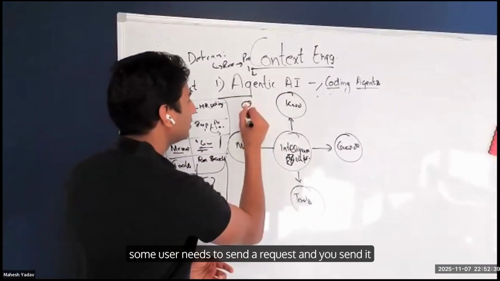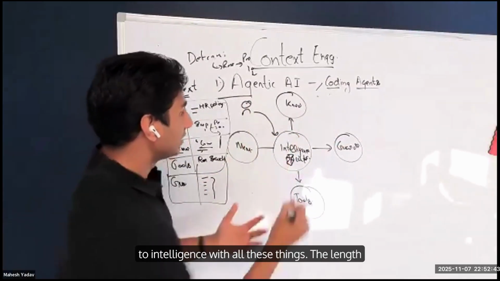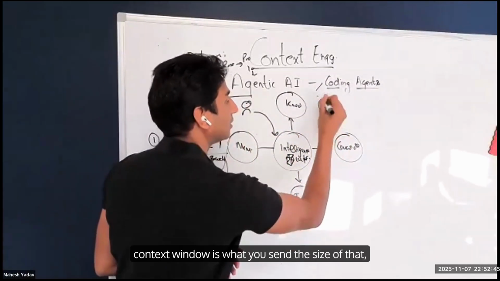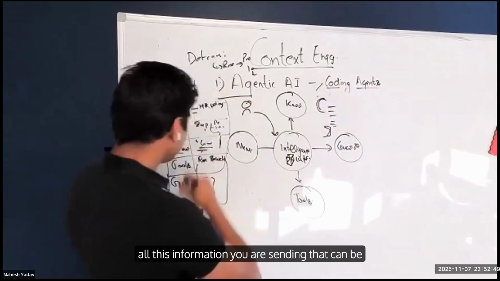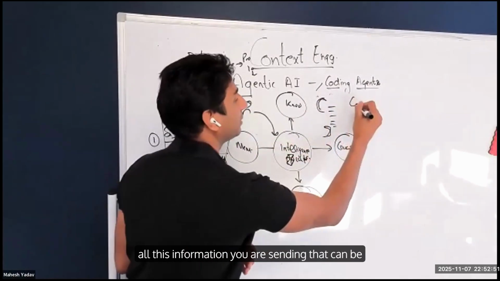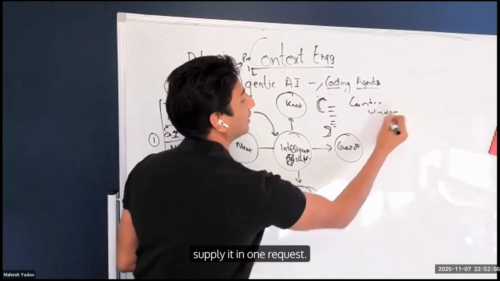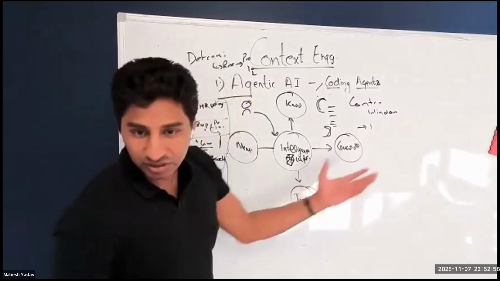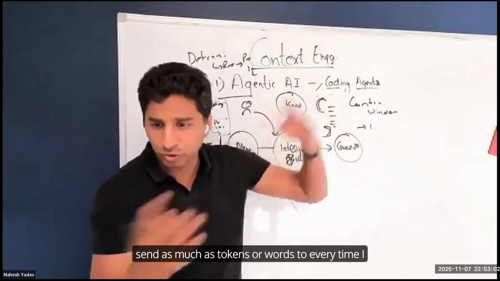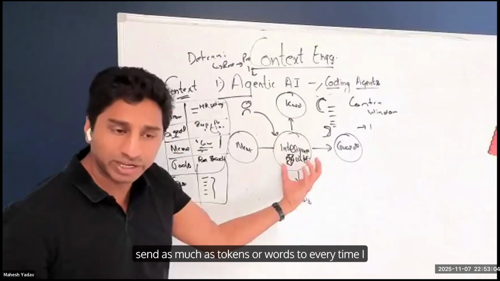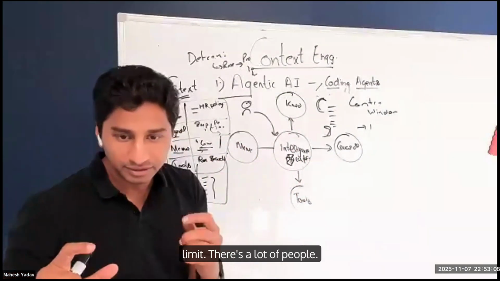Yeah, so some user sends a request, and you send it to intelligence along with memory and all these things. The context window is the size of all this information you are sending, that can be called context, and the window is how much you can supply in one request. Is there a limit on it, or is it unlimited? Every time I query the LLM, can I send everything, or is there a limit?